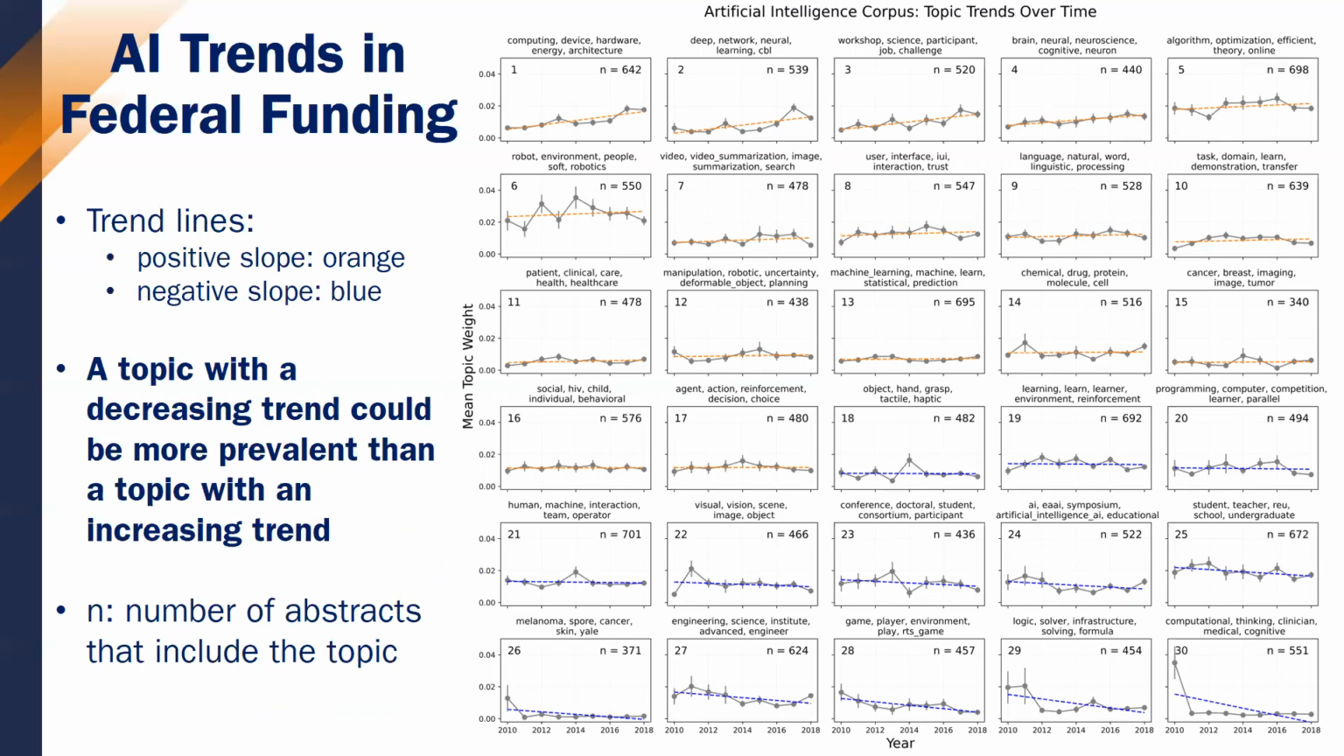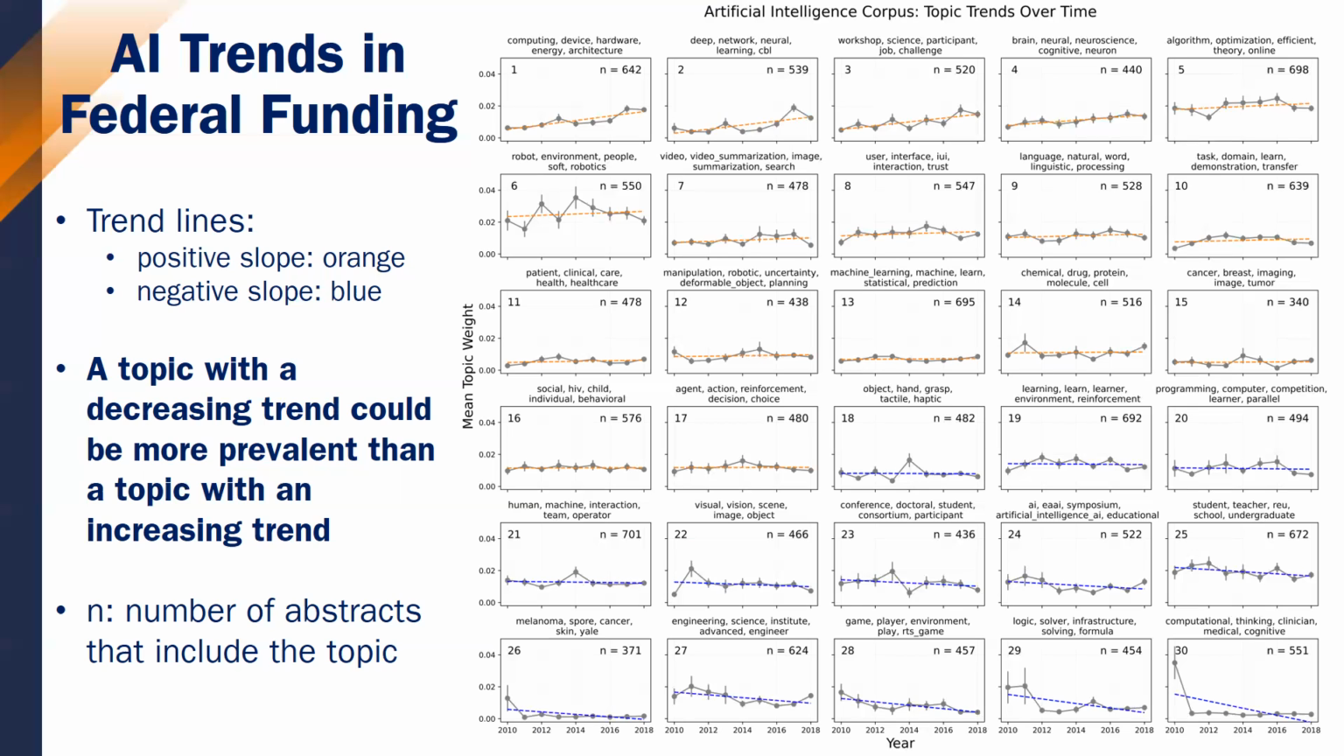And here are the results of the topic trends for artificial intelligence. What we're looking at here is a figure that has mean topic weight on the y-axis for each of these plots and project start year on the x-axis. Each of these 30 plots represents one of the 30 topics from the model that we produced. The plot titles are the top 5 words for that particular topic. So those top 5 words will tell us what the topic is about.